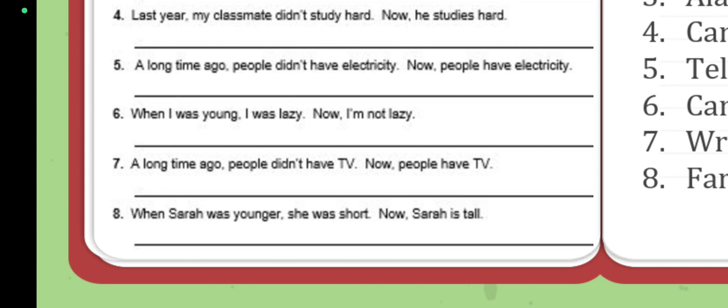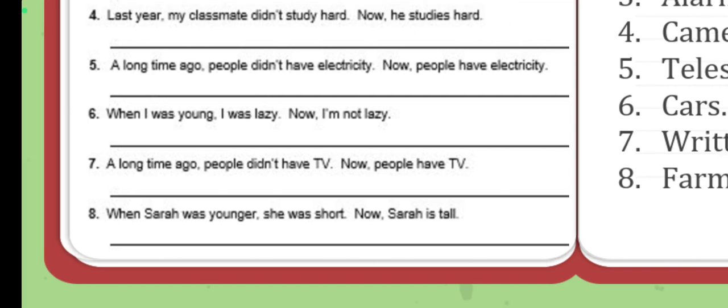When Sarah did used to be younger, okay, let's take a look. Here we have when Sarah was younger. This is not the main part of the sentence. It is this one. She was short.